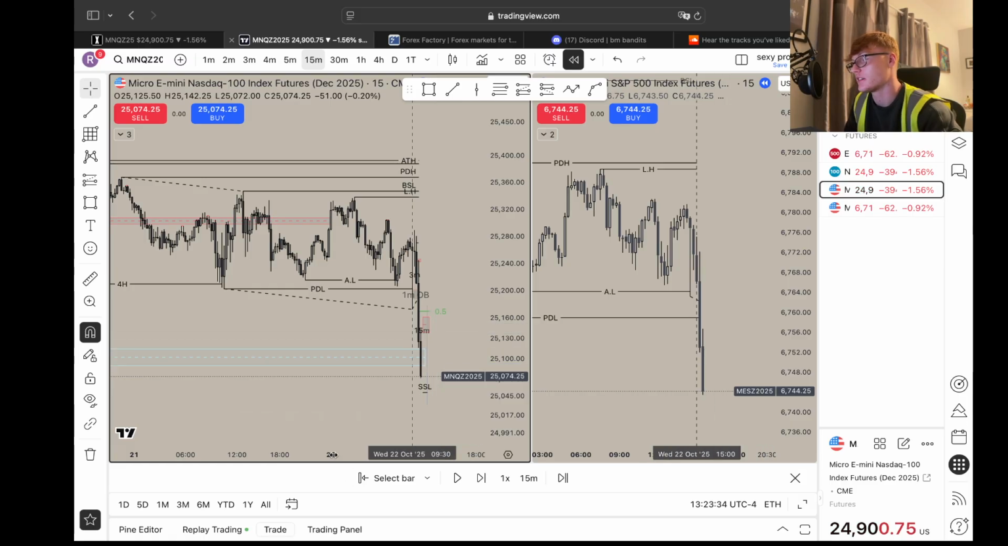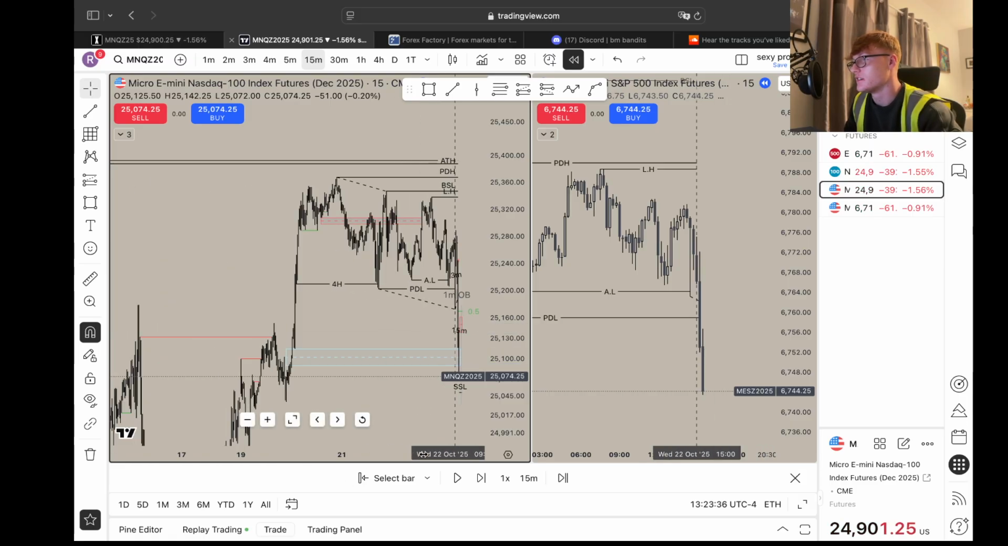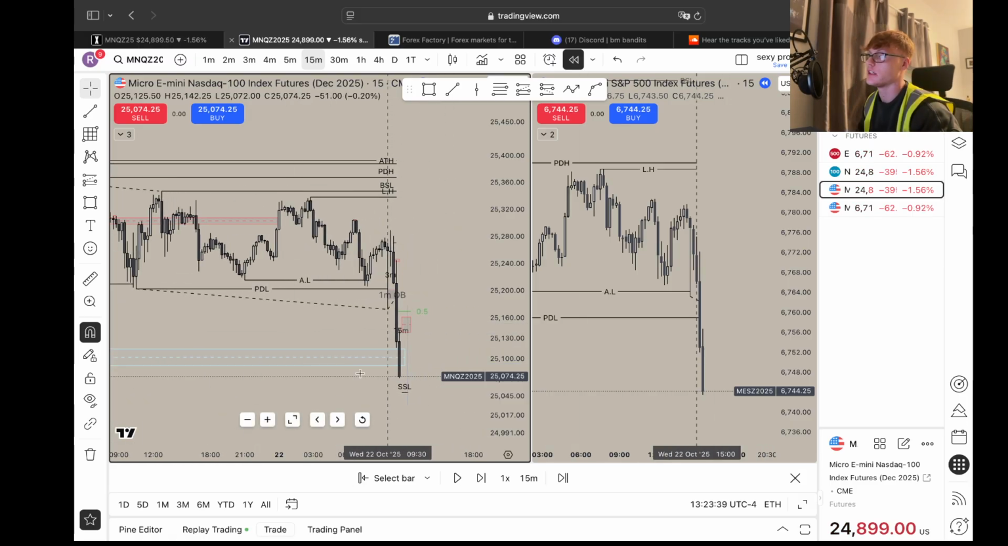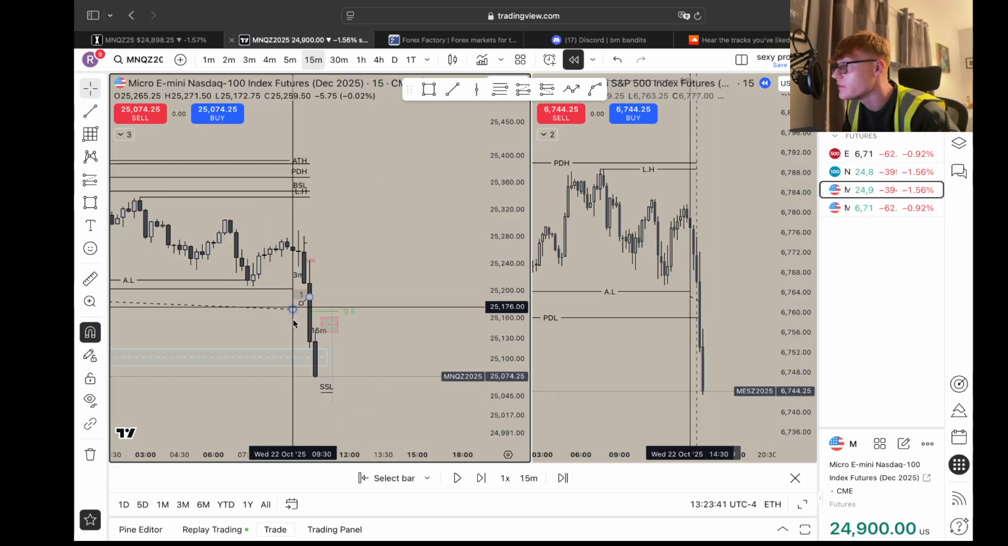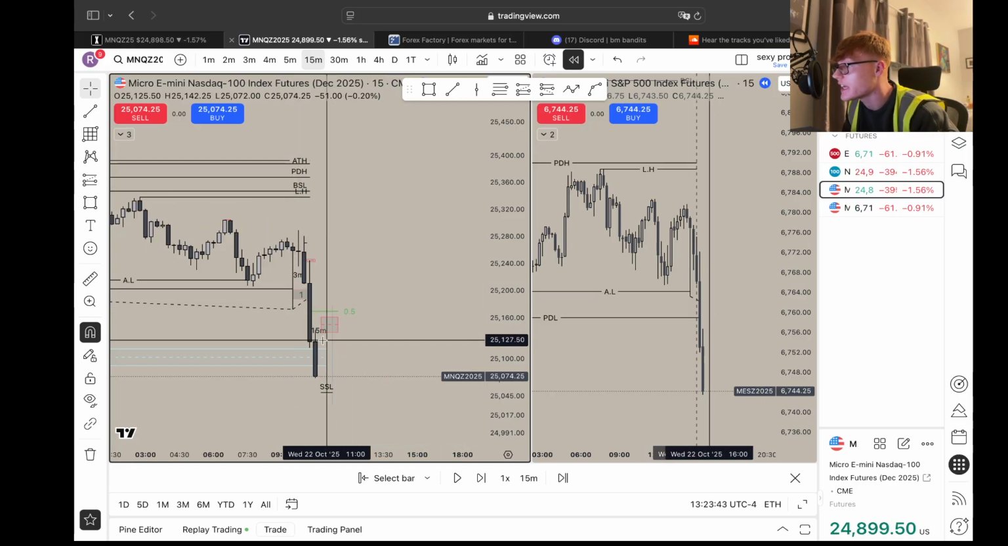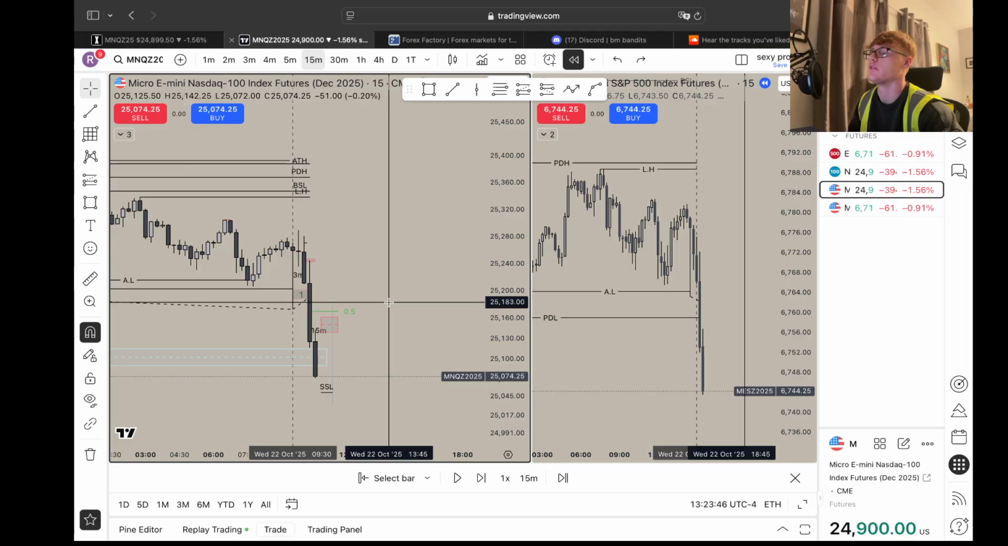So I mean, yeah, I don't know. It's a weird one. And then look at this rejection as well. Look at this 15-minute candle rejection. How are we not bullish? But yeah, so we never ended up being bullish.